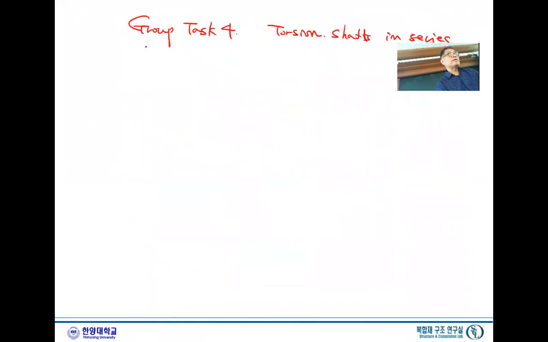And today I'm going to assign task 5. Okay, this task 4 is due in 2 weeks. But depending on each group, you can start anytime. But okay, task 4 is due next Tuesday. 날짜가 어떻게 되냐? 17일. Okay, 17th, October.